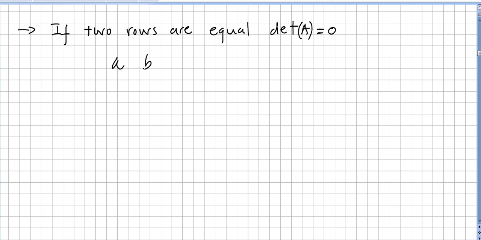Let us say we have a matrix with rows (a, b) and (a, b). What will the determinant of this matrix be? Well, that will be ab minus ab, and that is 0. So if two rows are equal, then the determinant is 0. Please check for 3 by 3 and 4 by 4, etc.